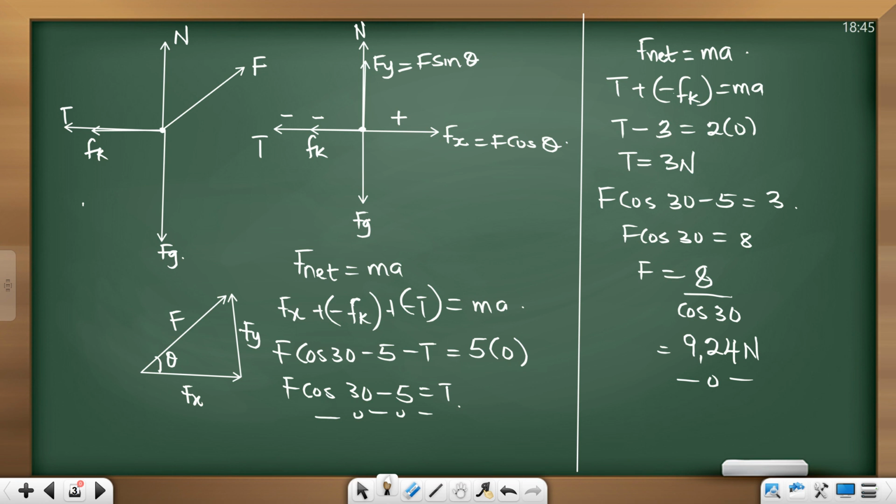Okay, securely, are we good? Lovely. So at constant velocity, acceleration equals 0.